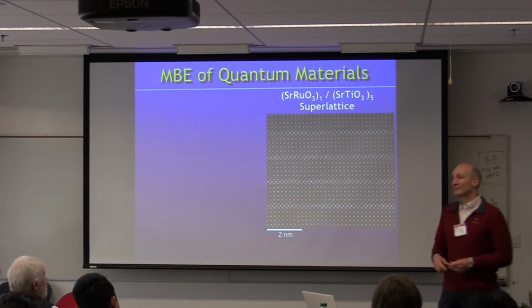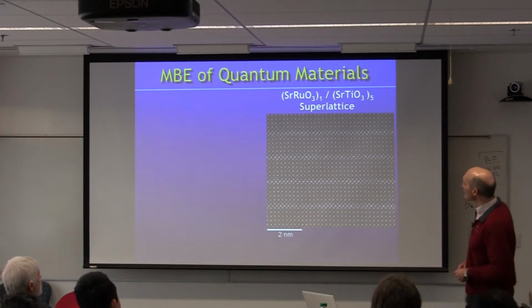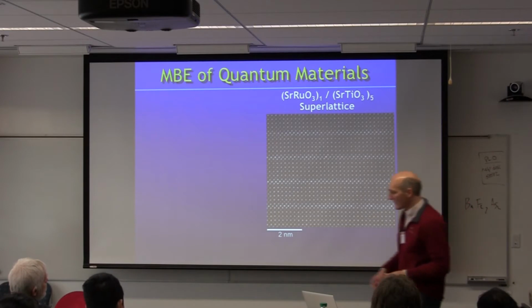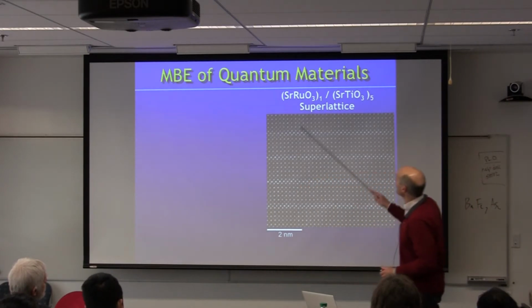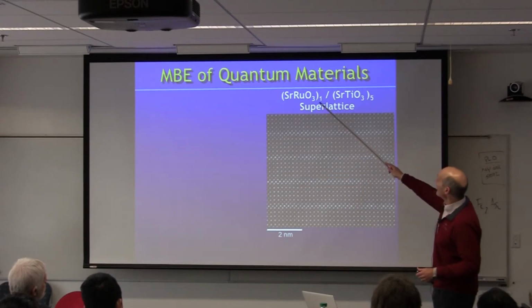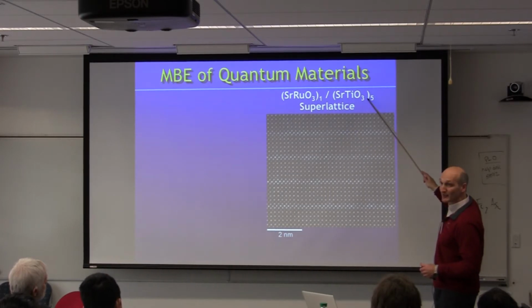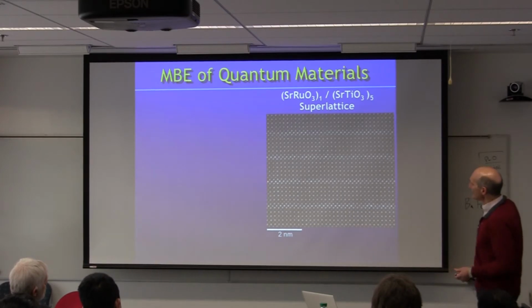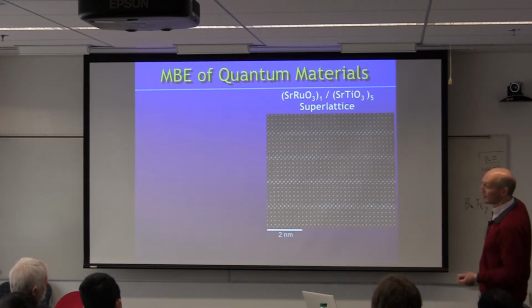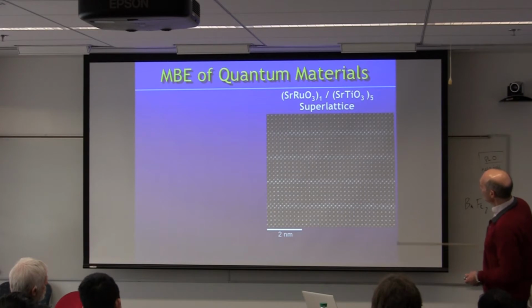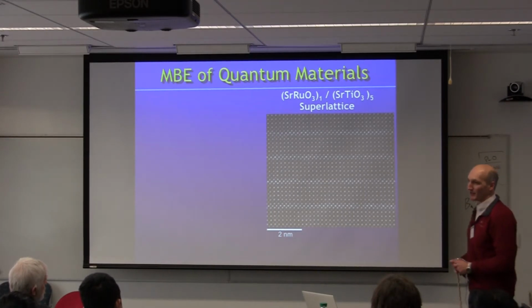So here's an example of a superlattice where we set out to make 1 unit cell of this quantum material, strontium ruthenate, well-known ferromagnet when it's thick, separated by 5 unit cells of this perovskite strontium titanate. Okay? Now you look at this TEM image, and maybe you can't see anything. But maybe you can see that it's a little bit brighter here, and a little bit brighter there. Okay, but is that really 1 unit cell?